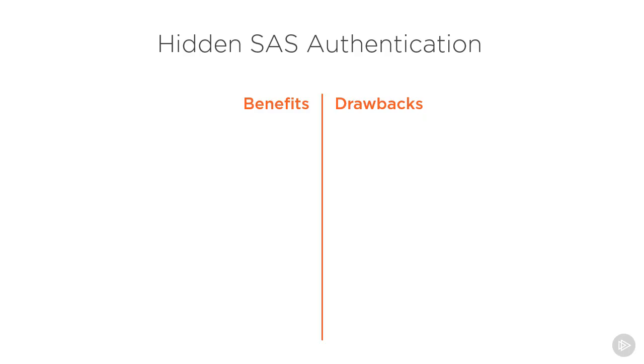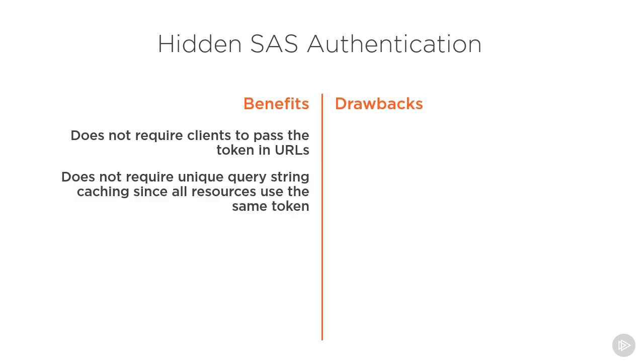Let's go over some benefits and drawbacks with the hidden SAS authentication approach. One of the biggest benefits is that we no longer require our users to know our SAS token. It's truly hidden from them. This also means that we no longer need to enable unique query string caching as we did with pass-through authentication, since all matching URLs will use the same token. Additionally, because the rules engine can be more sophisticated, we could have multiple rules using different path expressions to still enable multiple token support if needed.